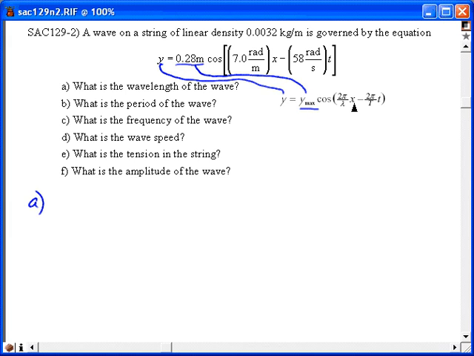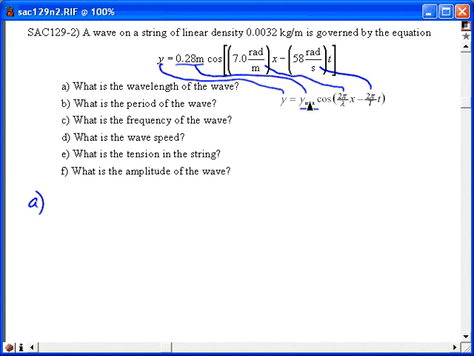Then the thing that's multiplying the x in the argument of the cosine. The argument of the cosine is this piece right here, the thing that you're taking the cosine of. The thing multiplying the x, the position variable, in the argument of the cosine is 2 pi over lambda. And in our specific equation, it's 7 radians per meter. So 2 pi over lambda is going to be 7 radians per meter. And then we get the minus sign, and the thing that's multiplying the time variable is 2 pi over the period. So 58 radians per second has got to be 2 pi over the period.